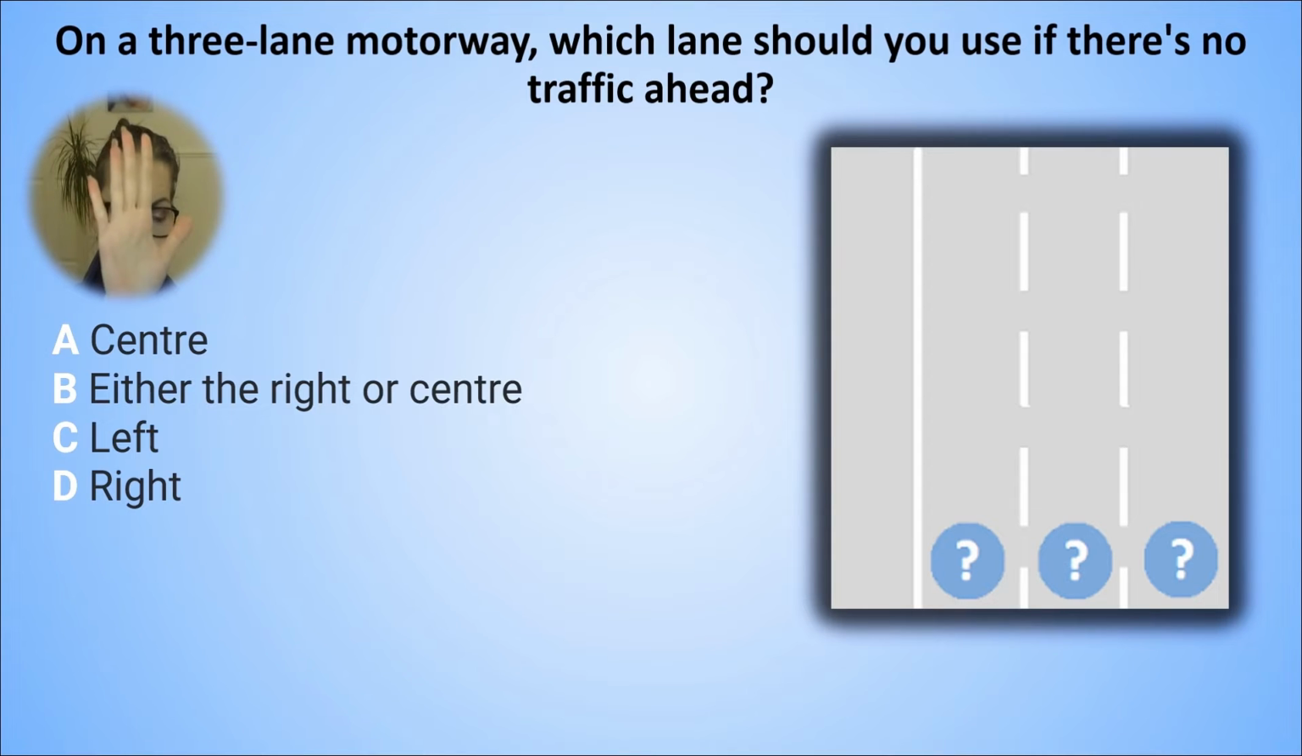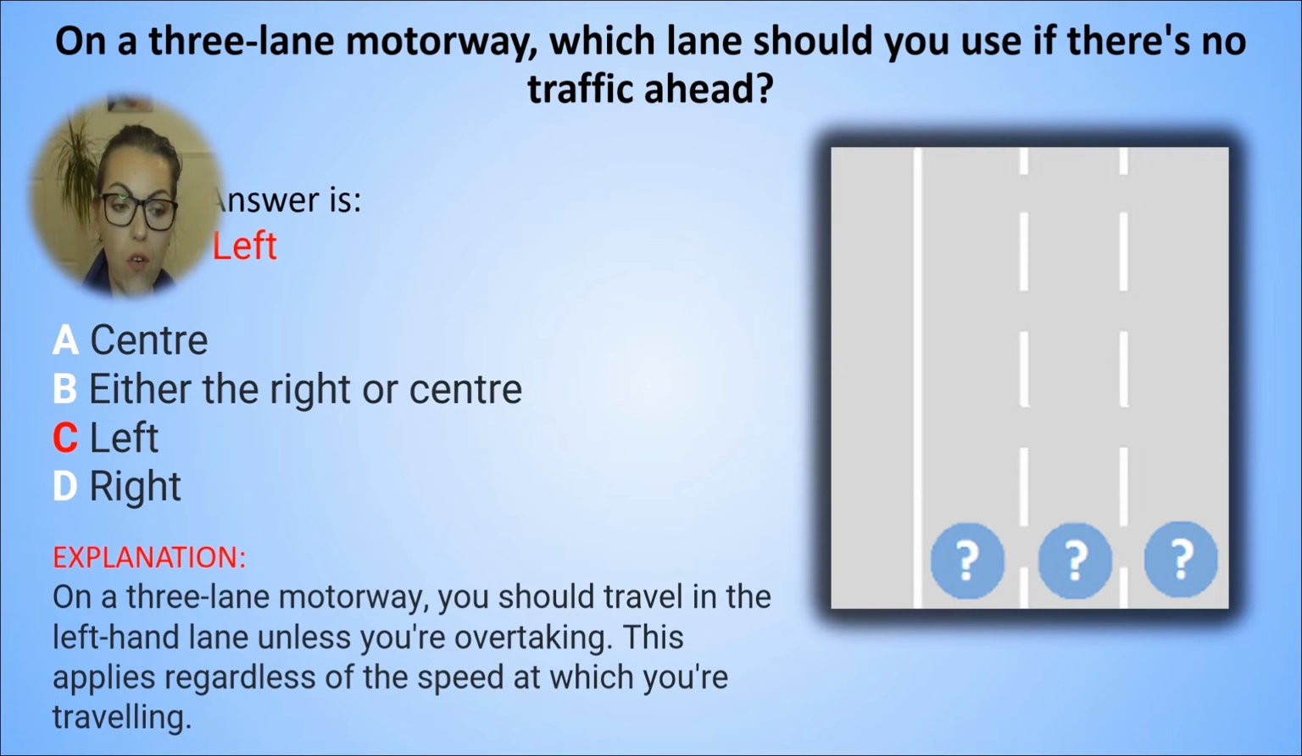5, 4, 3, 2, 1. The correct answer is C. Left. Explanation. On a 3-lane motorway, you should travel in the left-hand lane unless you are overtaking. This applies regardless of the speed at which you are traveling.